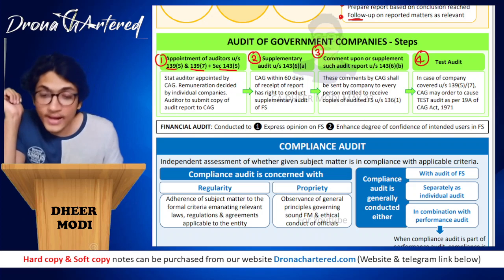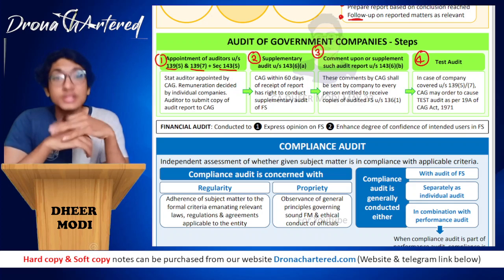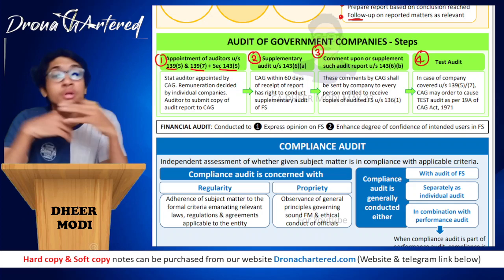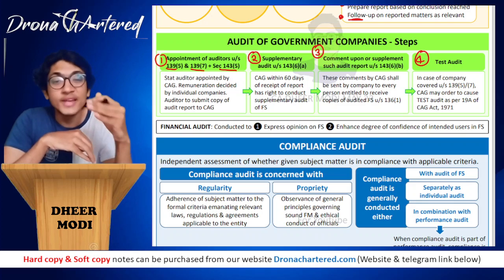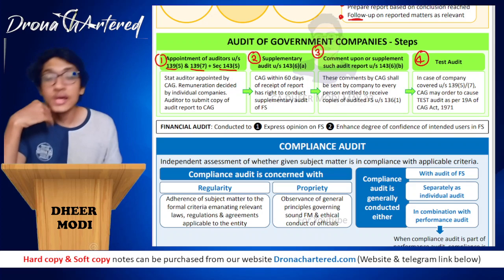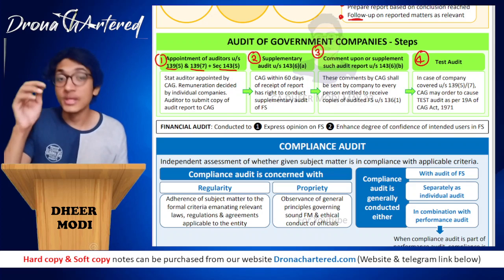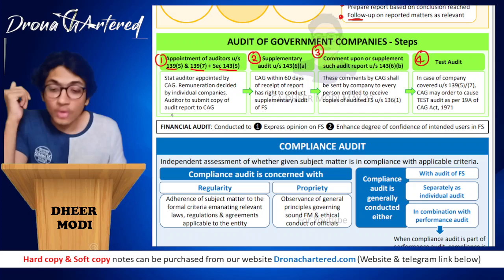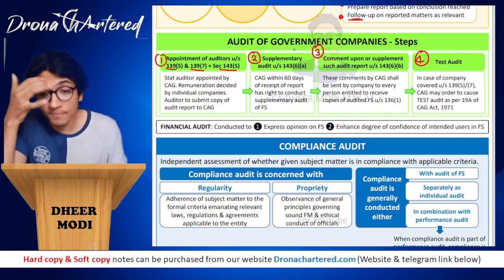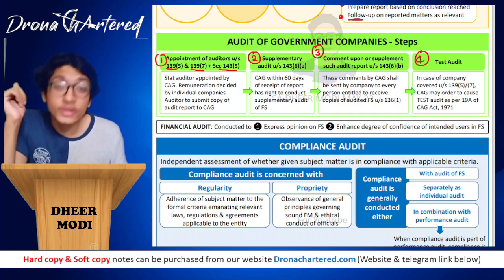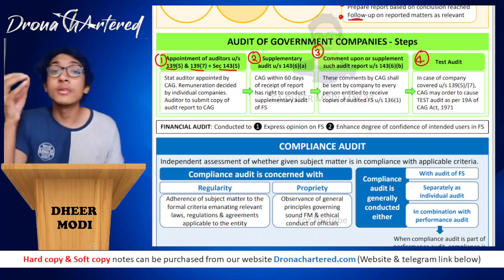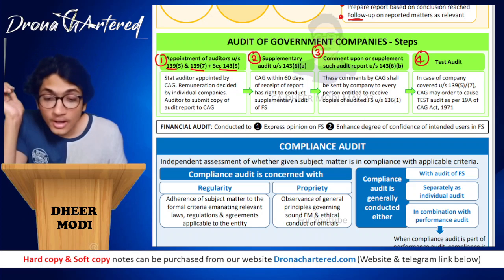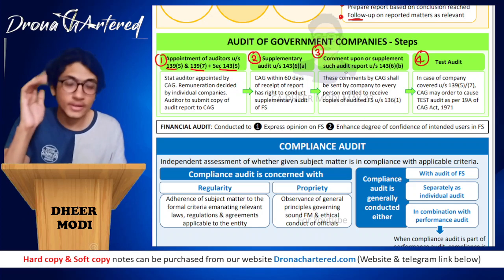So the statutory auditor will first be appointed by your CAG, that is your Comptroller and Auditor General of India. Remuneration will be decided by the company and the auditor will submit the copy of the audit report to the CAG. Next is your supplementary audit under section 143(6)(a). Your comment is 143(6)(b).